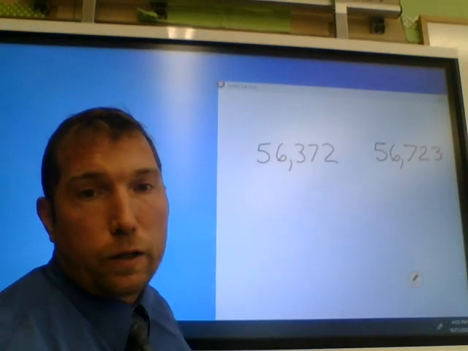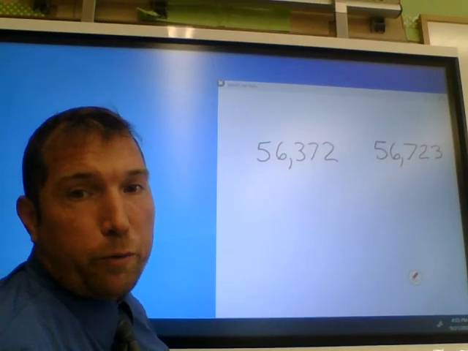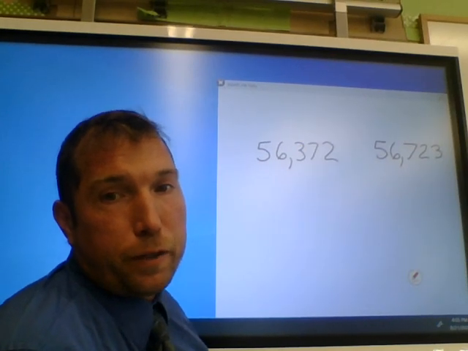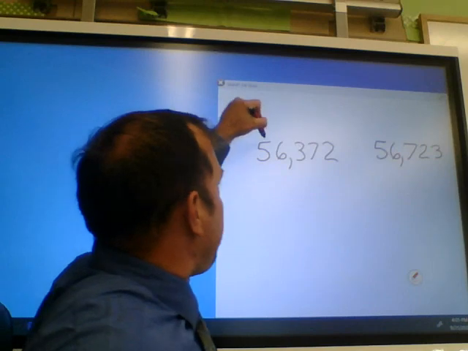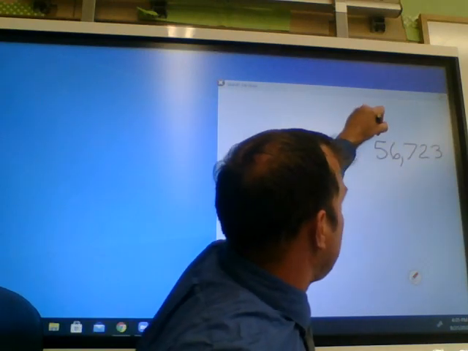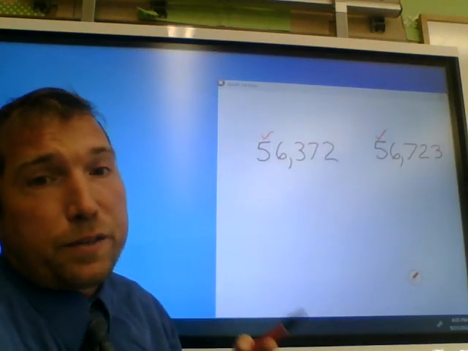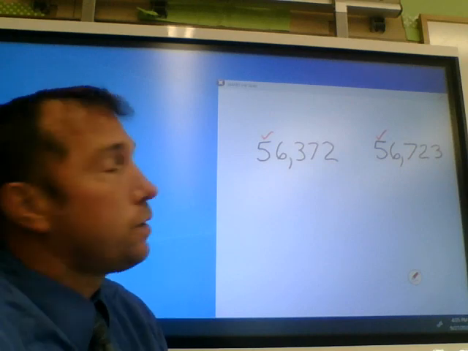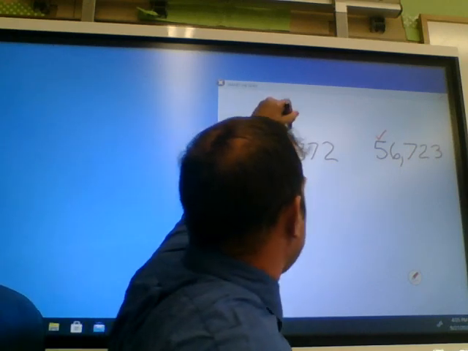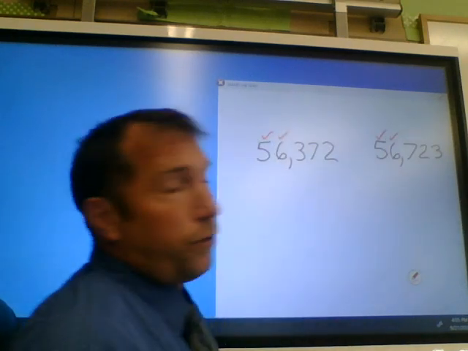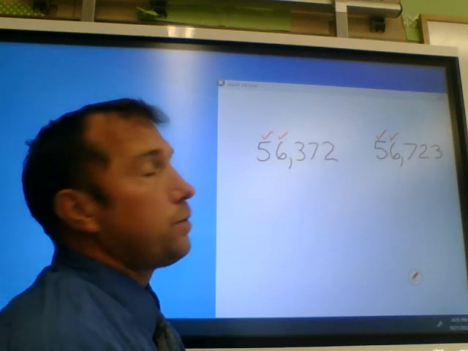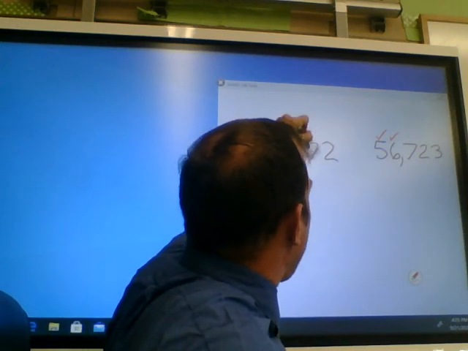And then really quickly, when I'm comparing numbers, I want to find the first spot that's different. They both have 50,000. It's not just they have the same digit, they have the same digit in the same place. They both have a 6,000, so they both start as 56,000. Then I find my spot that's different.